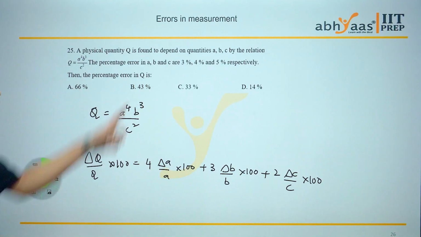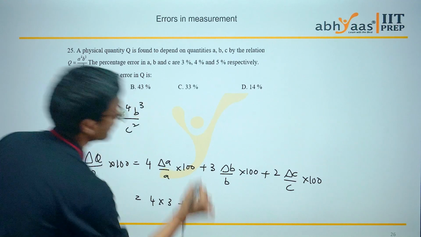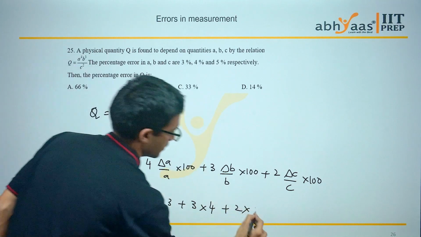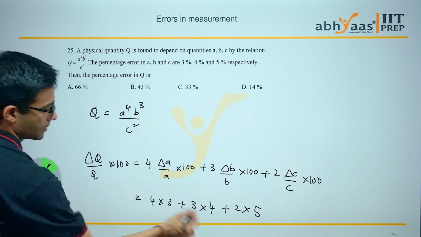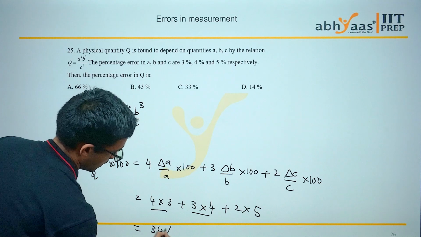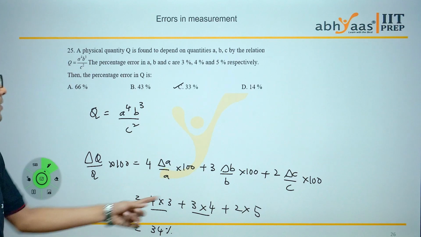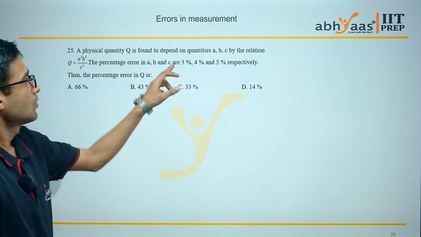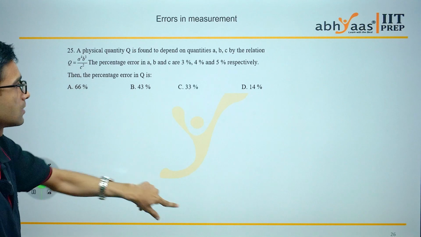What has he given? Delta A by A into 100 is 3, so 4 into 3, plus 3 into delta B by B into 100, which is 4, plus 2 into delta C by C into 100, that is 5. So 4 threes are 12, 3 fours are 12, 12 plus 12 is 24, 2 fives are 10, so 34%. Where is the option? It's near 33, okay. You can observe that. That is delta Q by Q.